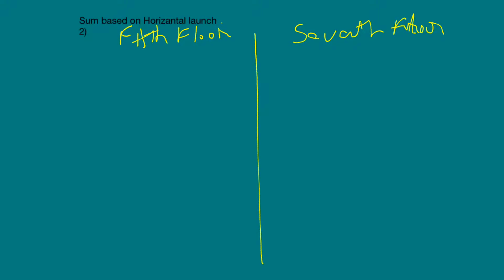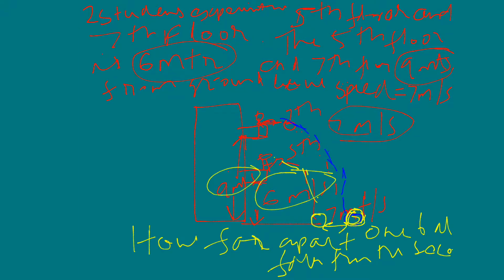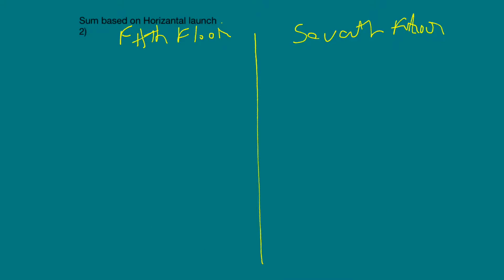So now we will calculate whatever the things are given. The 5th floor height is, as we have seen here, 6 meters, and the 7th floor height is 9 meters from the ground level.